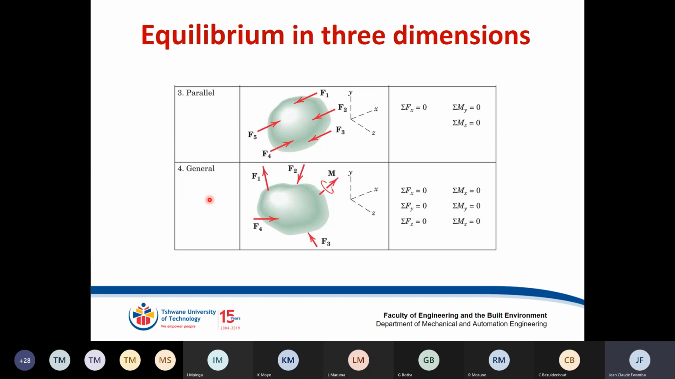In position 4, it's just like a summary of what we've spoken about, where you have that set of forces.